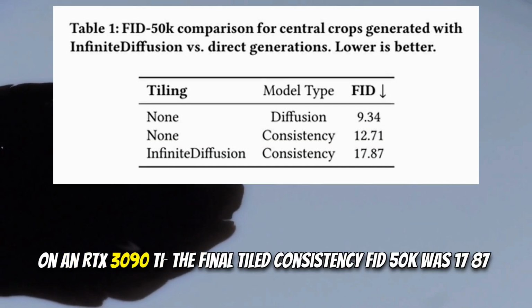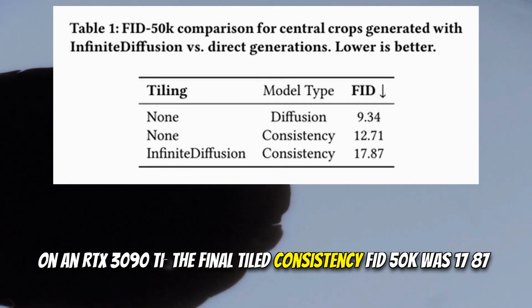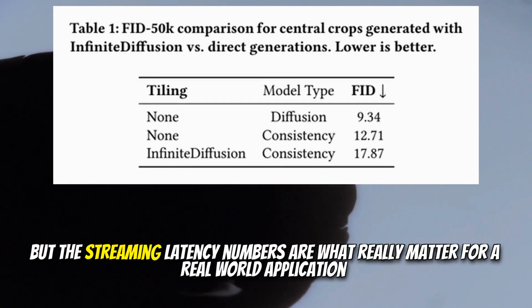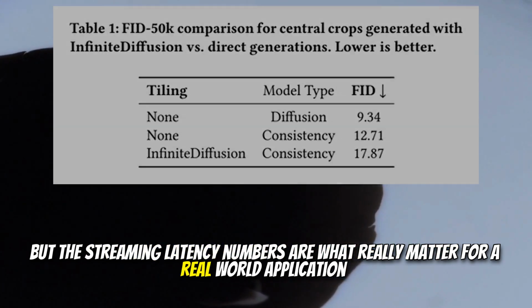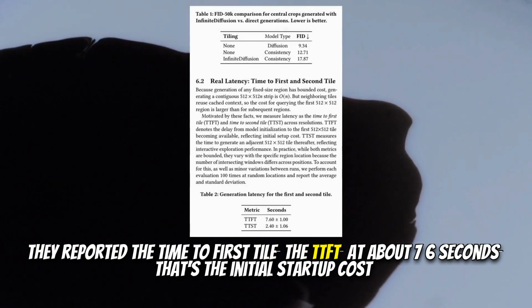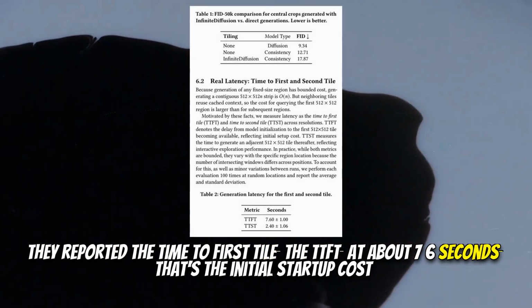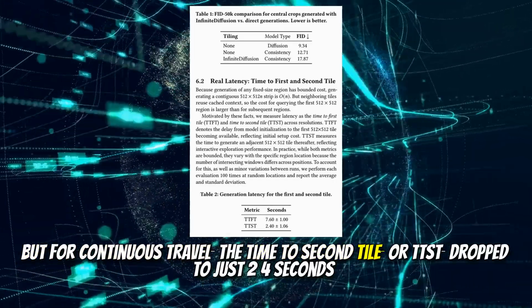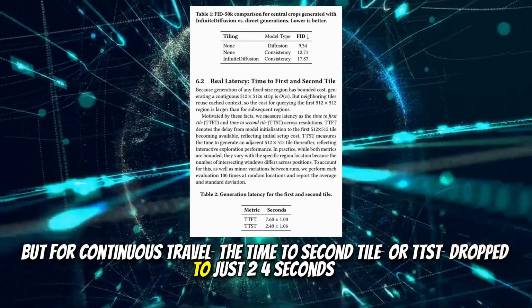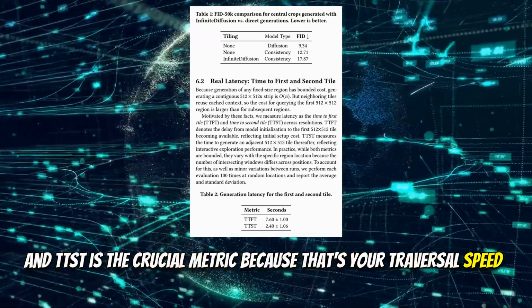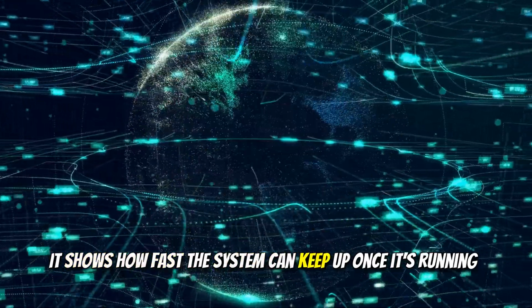Okay, so let's look at the payoff. On an RTX 3090 Ti, the final tiled consistency FID 50K was 17.87. But the streaming latency numbers are what really matter for a real-world application. Right. They reported the time to first tile, the TTFT, at about 7.6 seconds. That's the initial startup cost. But for continuous travel, the time to second tile, or TTST, dropped to just 2.4 seconds. And TTST is the crucial metric because that's your traversal speed. It shows how fast the system can keep up once it's running.